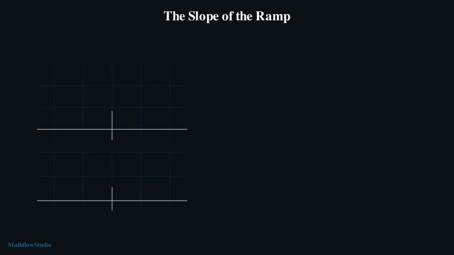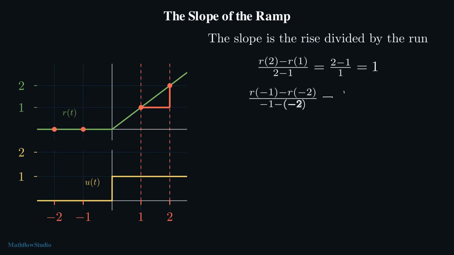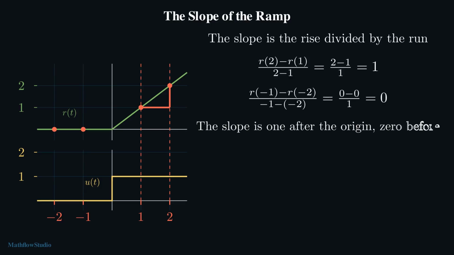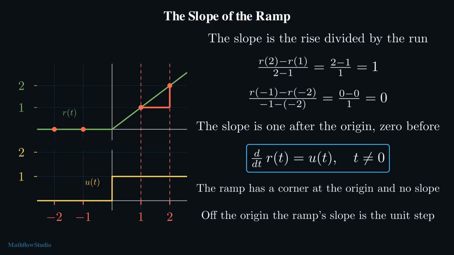The ramp climbs in a straight line after the origin and lies flat before it. The slope is the rise divided by the run. Between the instants 1 and 2, the ramp rises by 1 over a run of 1. Between the instants -2 and -1, the ramp does not rise at all. The slope of the ramp is 1 after the origin and 0 before it. Those are exactly the 2 values the unit step takes. The ramp has a corner at the origin where it has no slope. Off the origin, the slope of the ramp is the unit step.